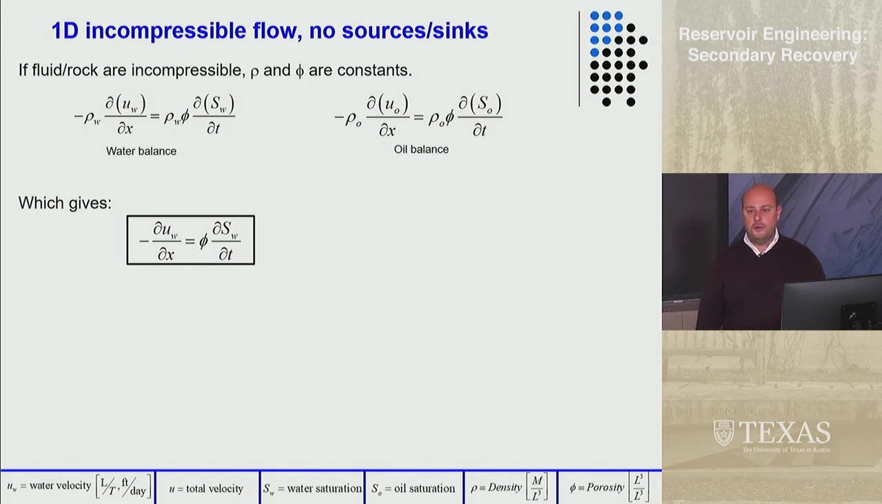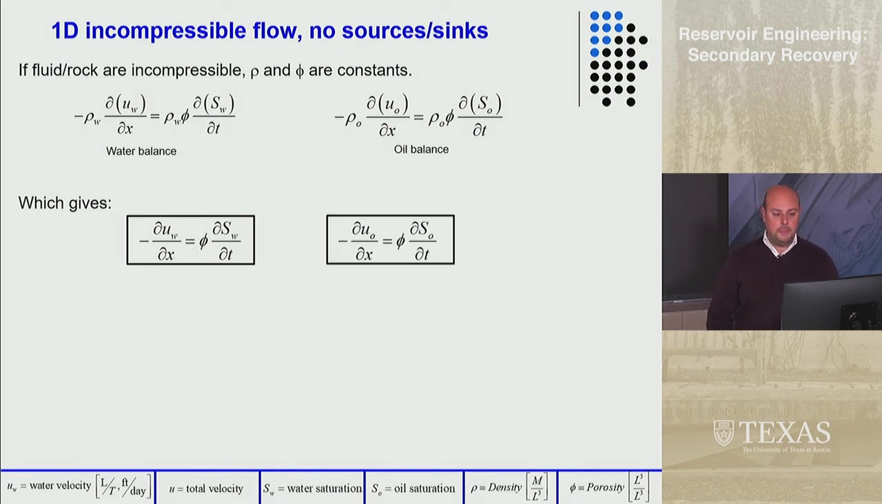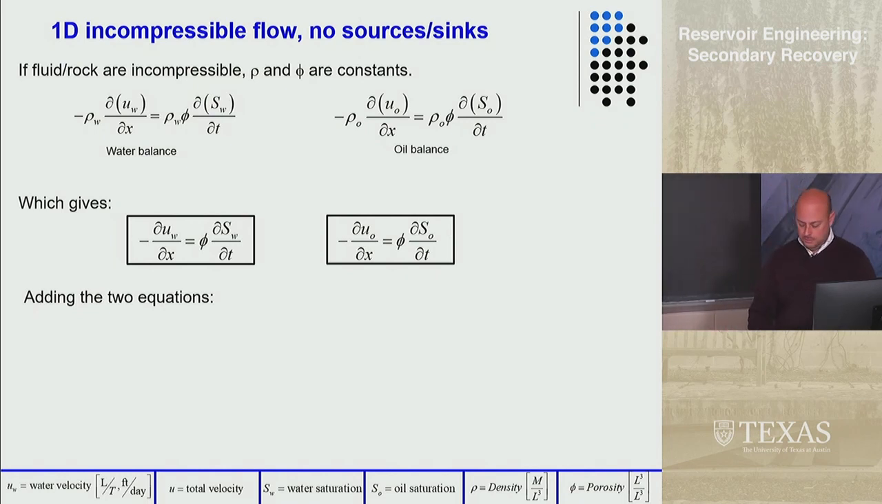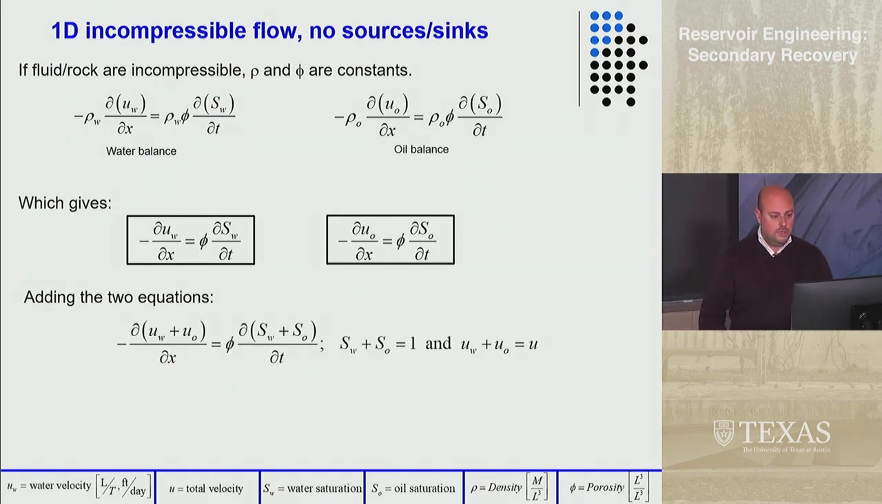So the partial derivative of water velocity with respect to space, x, is equal to the porosity times the change in water saturation with time. And likewise, we can write that for the oil balance. If we were to add these two equations together, then what we get is the partial with respect to x of UW plus UO is equal to the porosity times the partial with respect to time of SW plus SO.